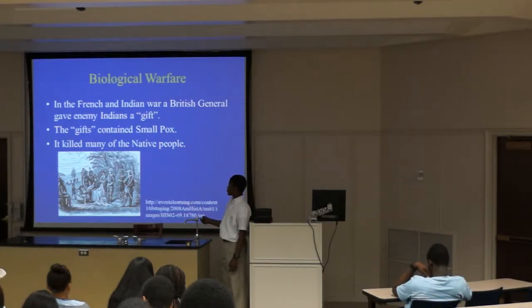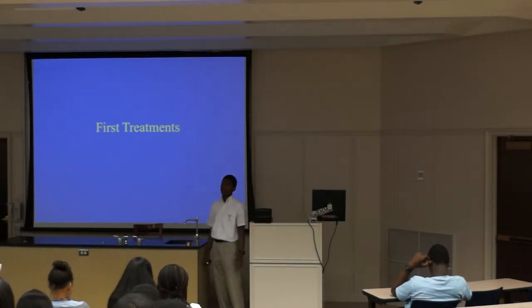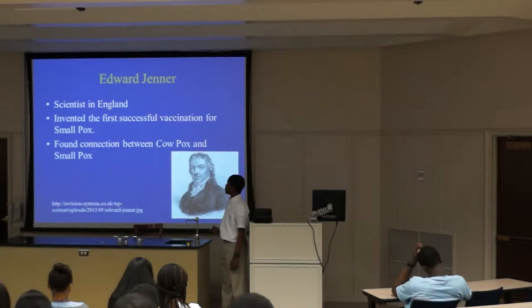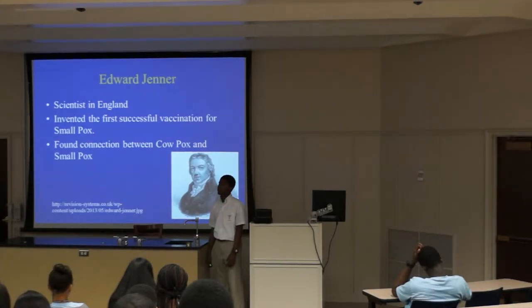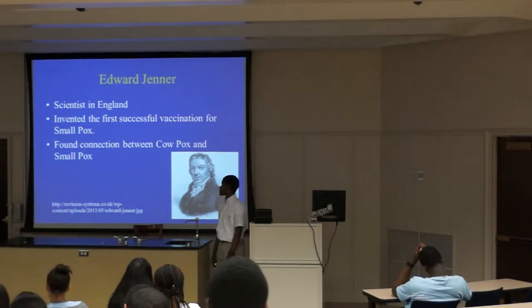This picture depicts the trading, how the bed sheet could have been handed off to the Native American people. With smallpox all over the world, scientists really started to search for a cure for the disease. One of these scientists was Edward Jenner. He was a scientist from England, and he invented the first successful vaccination for smallpox.